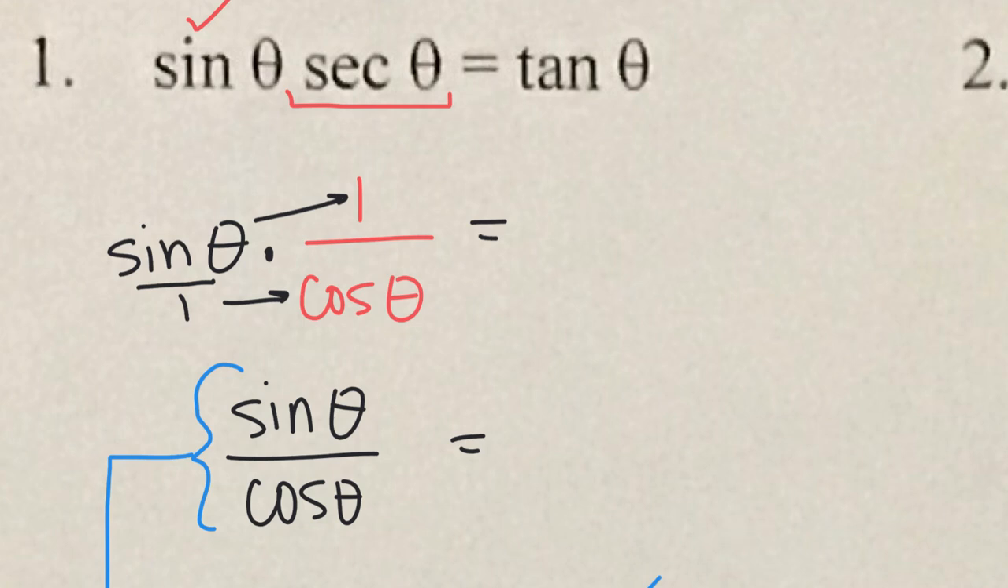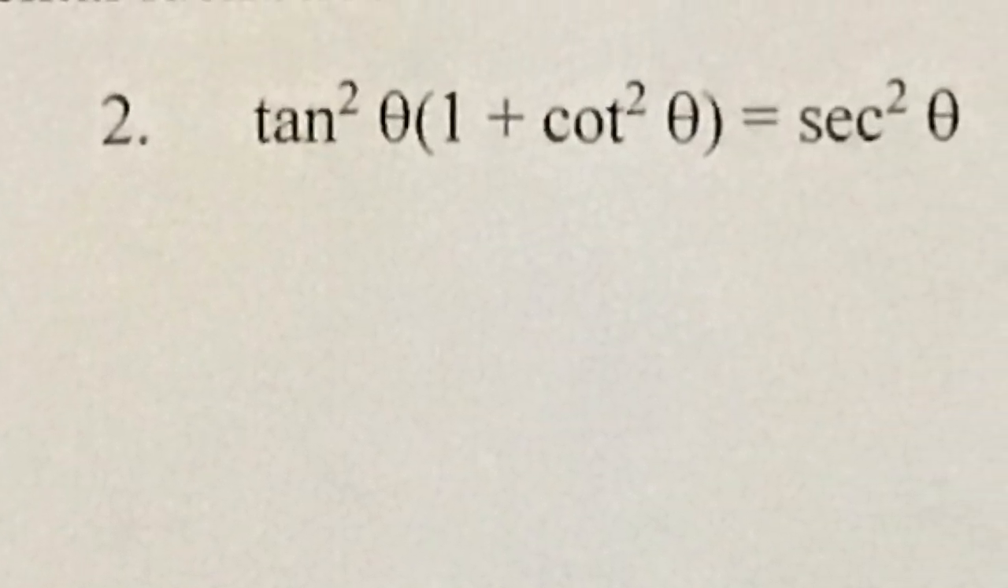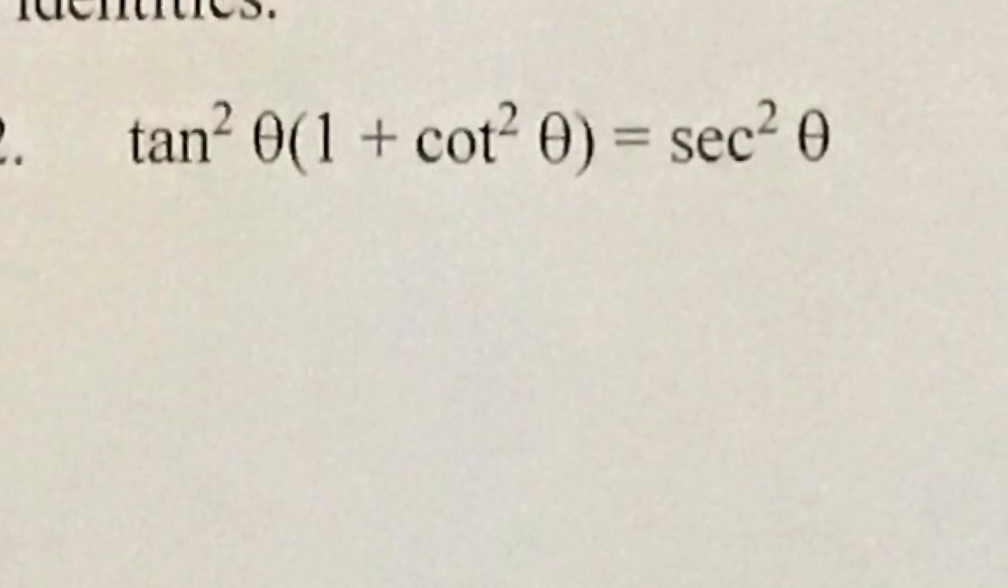So let's look at our second example here. We have the tangent squared times 1 plus the cotangent squared, and we're expecting that to equal the secant squared. There are a couple of ways we could proceed here. One way is to use algebra, and that would be to distribute tan squared into both of those terms. That is definitely one way to do it, and it's actually a pretty good way to do it.